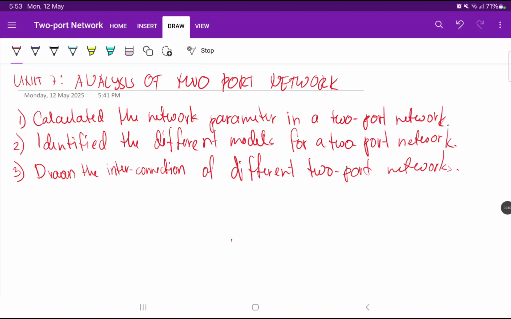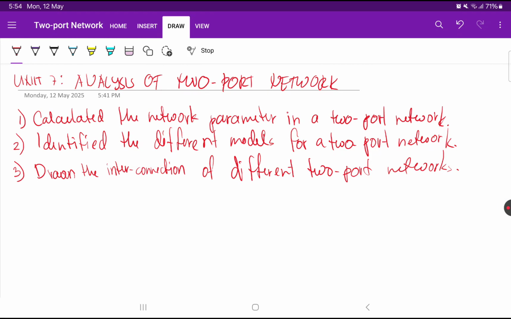So this will be our last topic under E124 Electrical Circuits 2. This is Unit 7, the analysis of two-port networks. So these are our learning outcomes. The student must have achieved the following outcomes after this unit.